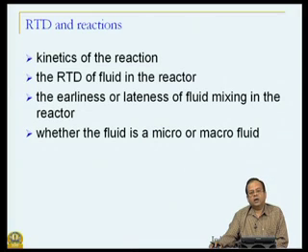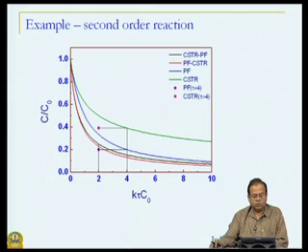The RTD in the reactor, that is how the liquid is flowing through the reactor, determines the conversion. So, it is different for a stirred tank reactor and different for a plug flow reactor. But earliness and lateness of fluid mixing in the reactor also influences the behavior of the fluid, and whether the fluid is macro fluid or micro fluid, a little tongue twister there. So, micro or macro, it will determine the performance.